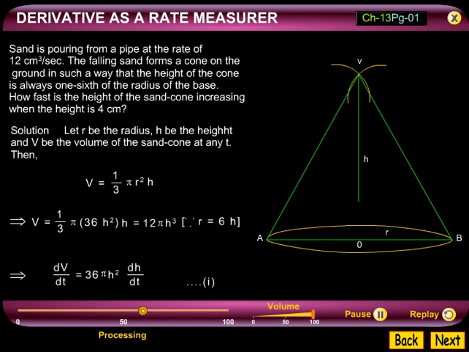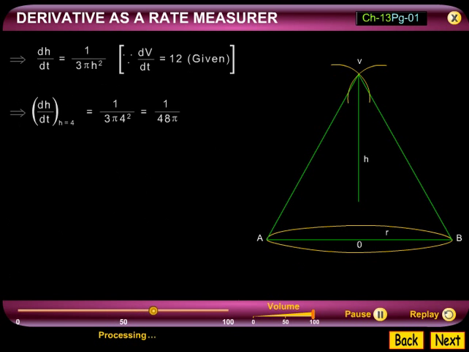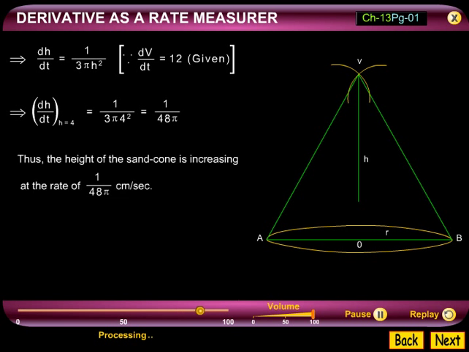dV by dt is equal to 36 pi h squared dh by dt. Therefore dh by dt is equal to 1 by 3 pi h squared, since dV by dt is equal to 12 is given. dh by dt at h equal to 4 is equal to 1 by 3 pi 4 squared, which is equal to 1 by 48 pi. Thus, the height of the sand cone is increasing at the rate of 1 by 48 pi centimeter per second.